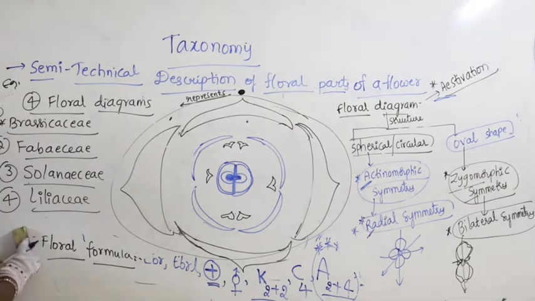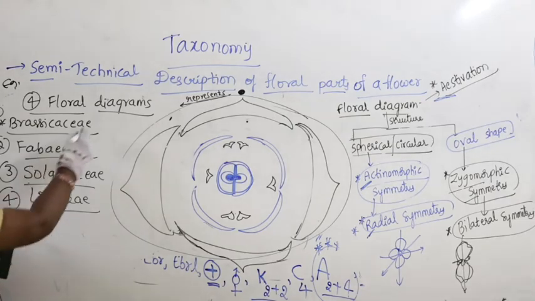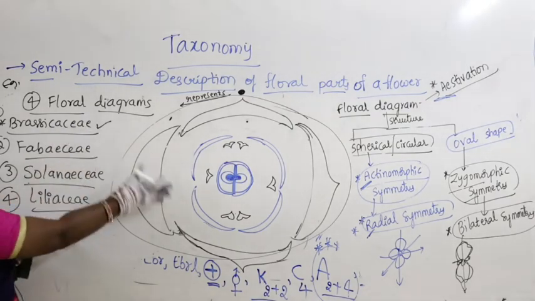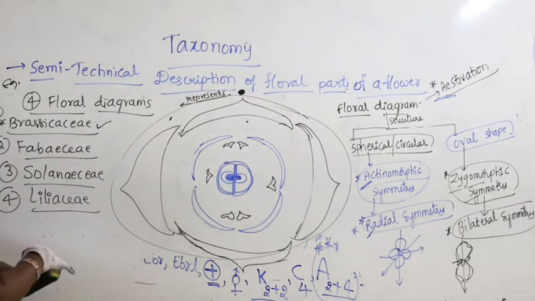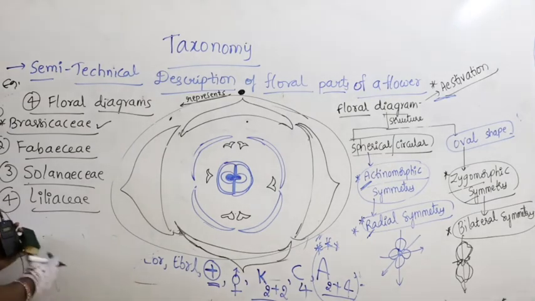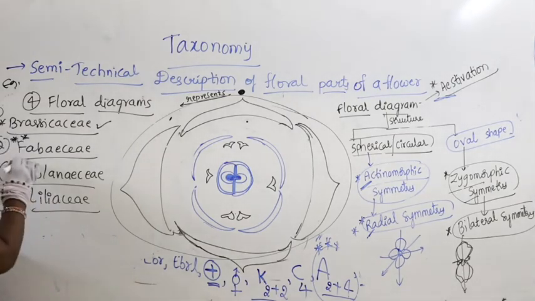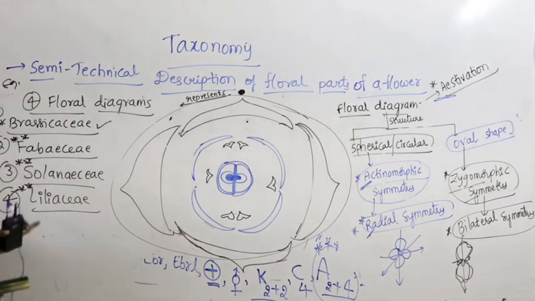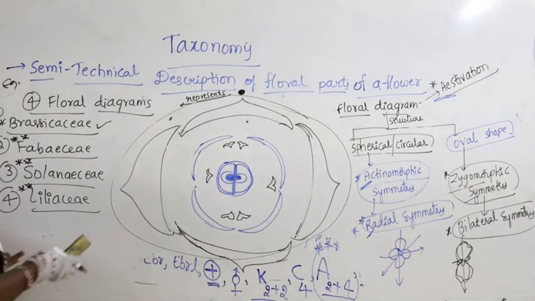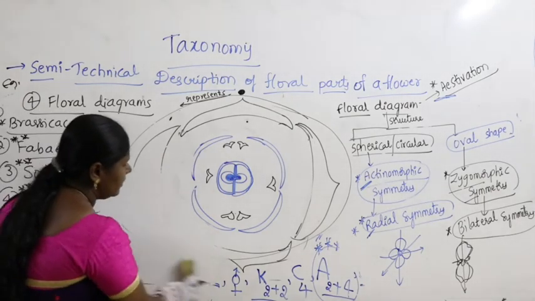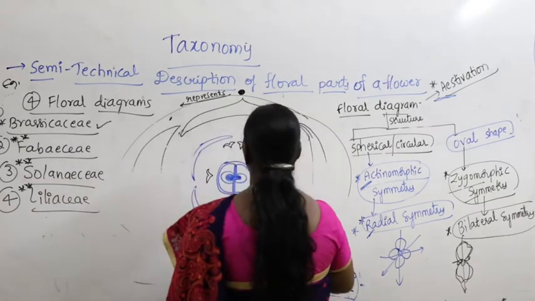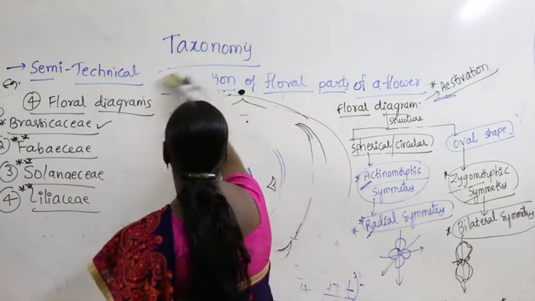Right. Now we have completed Brassicaceae. Just an example, Brassica, this is a floral diagram and floral formula. Now, let us study the 3 important families. These 3 families are very, very important. What are they? Fabaceae, Solanaceae and Liliaceae. Now, let us continue our discussion with the 3 families. One we have done, which is Brassicaceae.